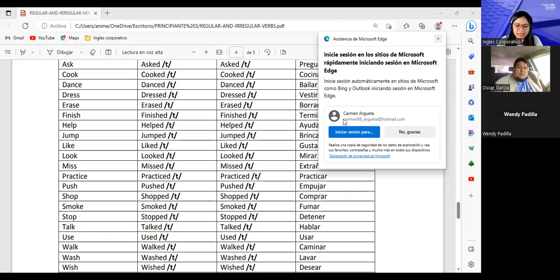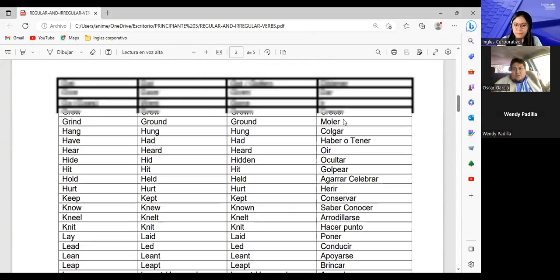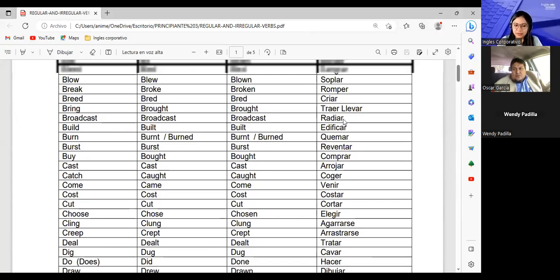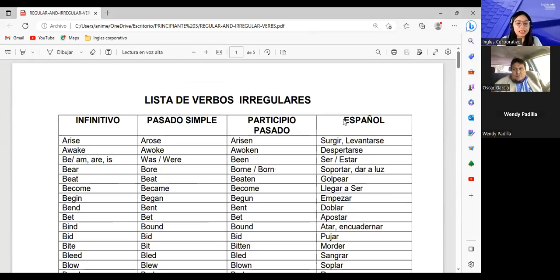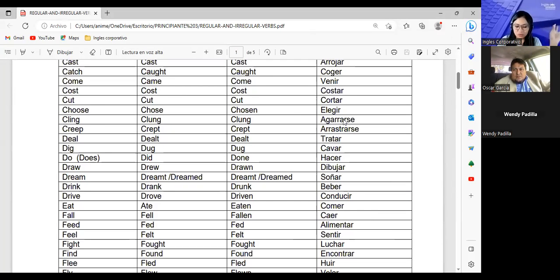Ok, váyanse a la lista nuevamente. Ya se acabaron los regular verbs. Miren, acá tengo una big list. It's quite big, muy grande, de verbos irregulares. ¿Cómo cuántos creen que son? Ni idea. Miren, tenemos muchísimos.